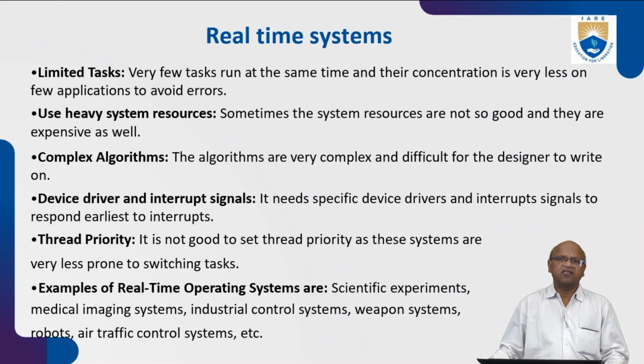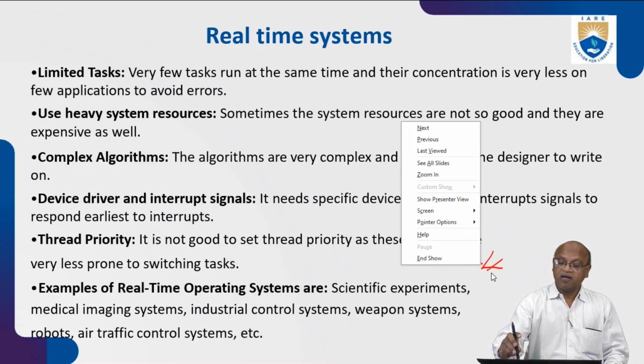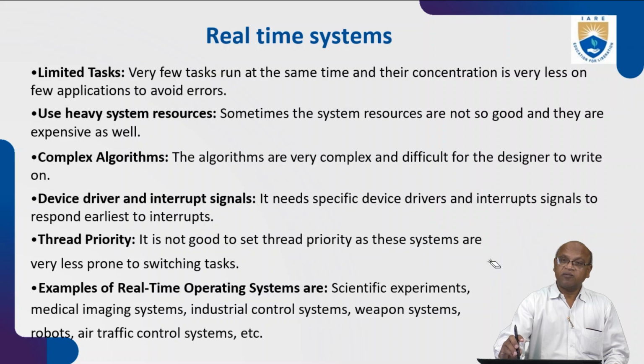As we discussed in the previous slide, there will be an interrupt signal. Suppose one transport is going and suddenly there is an accident, suddenly there is an impact. Immediately this is nothing but an interrupt signal. This interrupt signal goes to the program, and automatically the program will invoke the system that the airbags should open. So that is called interrupt signals and device drivers.